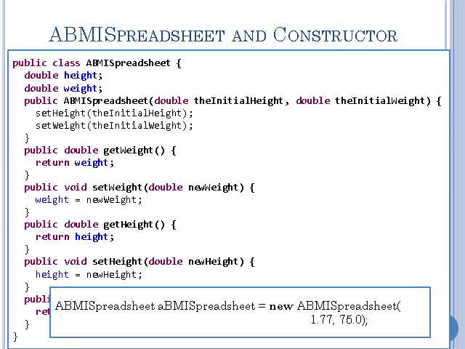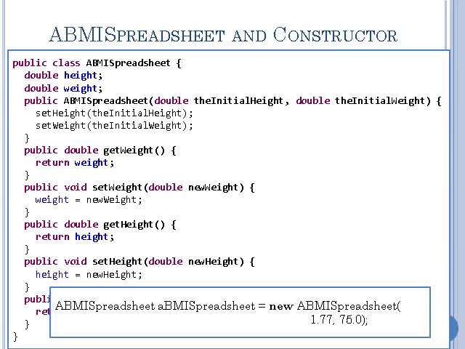Okay? And we say new BMI spreadsheet, and we give these arguments, and that's your constructor. Okay, not much magic there. Questions? So when we do new, we are not saying class name. We are saying constructor name and arguments. Okay? And it's just a method, but it's a funny kind of method. Is this method somehow different from these other methods? It's got the same name as the class. Any other difference? It has no return type.